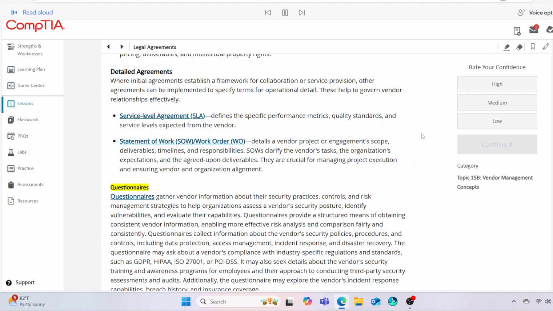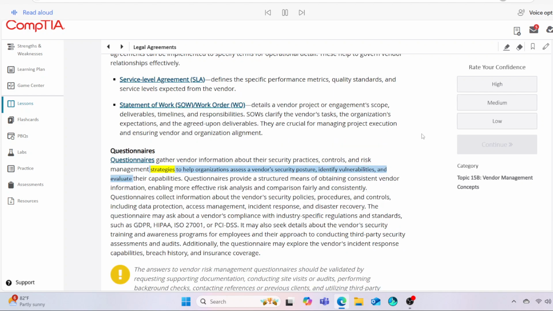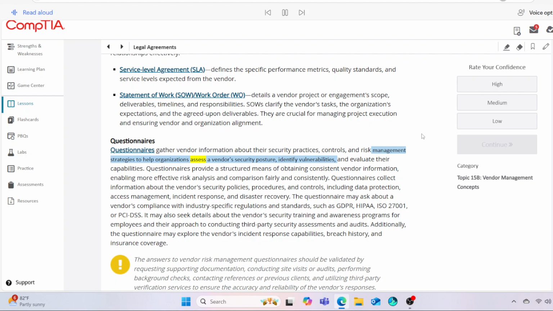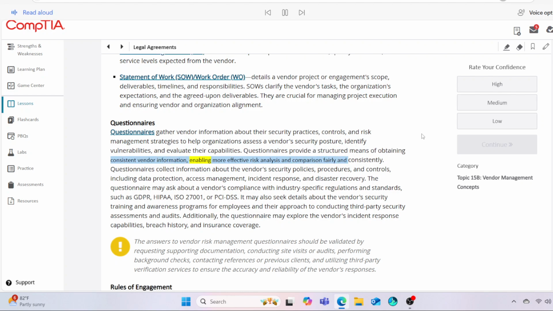Questionnaires. Questionnaires gather vendor information about their security practices, controls, and risk management strategies to help organizations assess a vendor's security posture, identify vulnerabilities, and evaluate their capabilities. Questionnaires provide a structured means of obtaining consistent vendor information, enabling more effective risk analysis and comparison fairly and consistently.